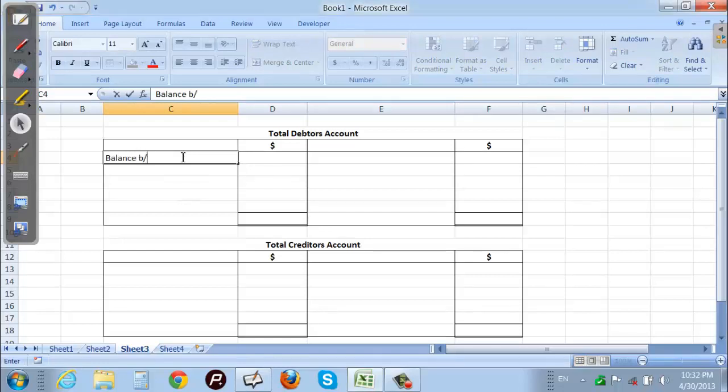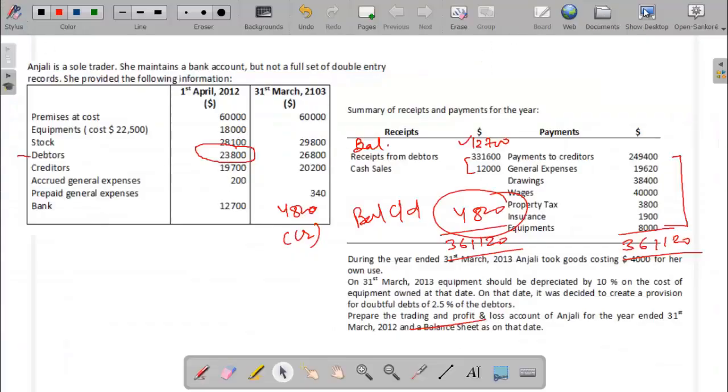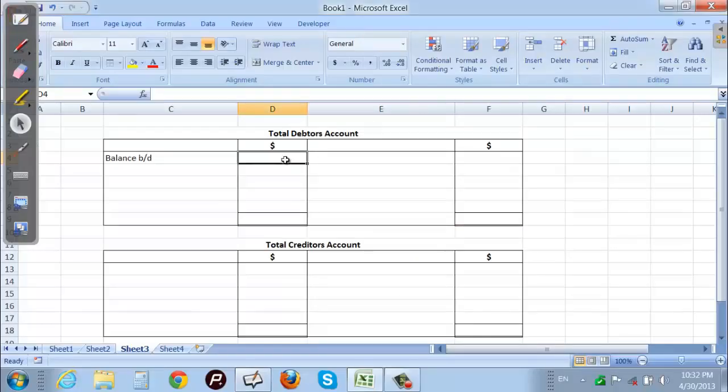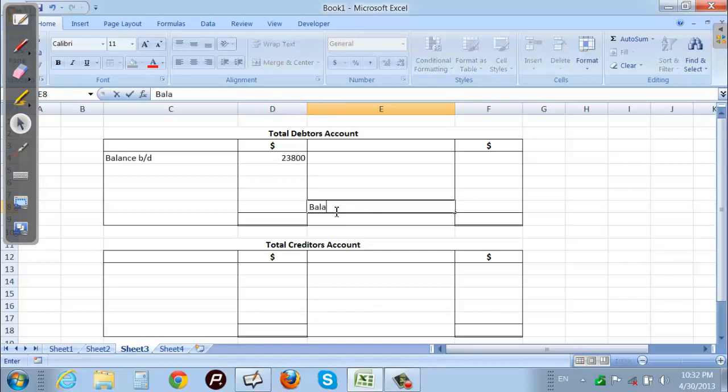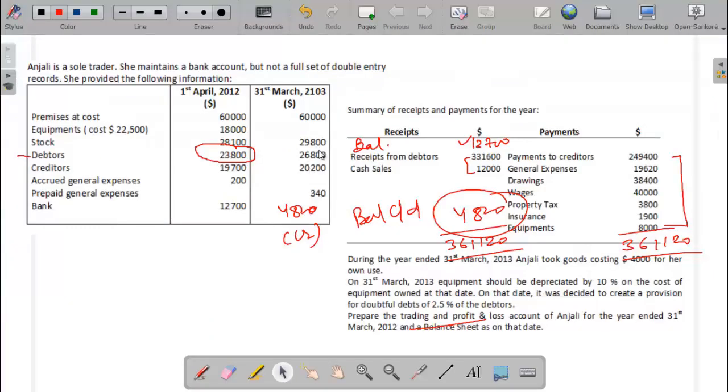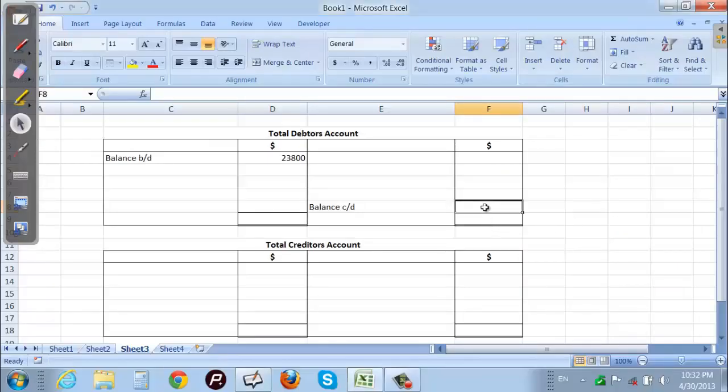Balance brought down, and the amount is $23,800. And the closing balance we have to show on the credit side. Balance carried down. The closing balance is also given in the question. So the closing balance is $26,800. So this I will write here, $26,800. So opening balance on the debit side and closing balance on the credit side.